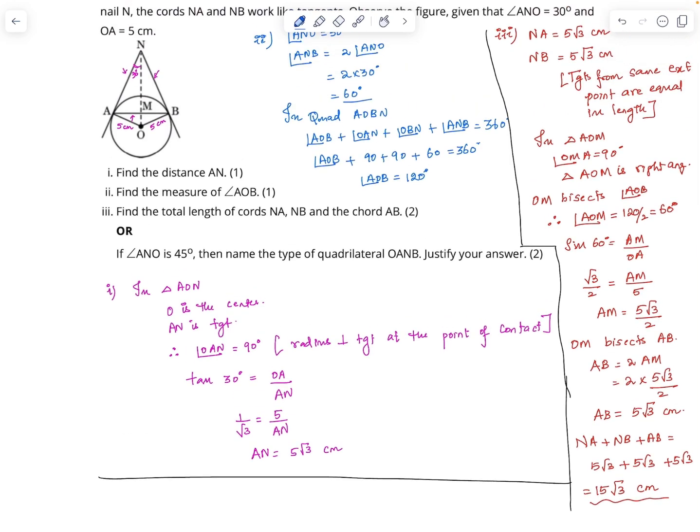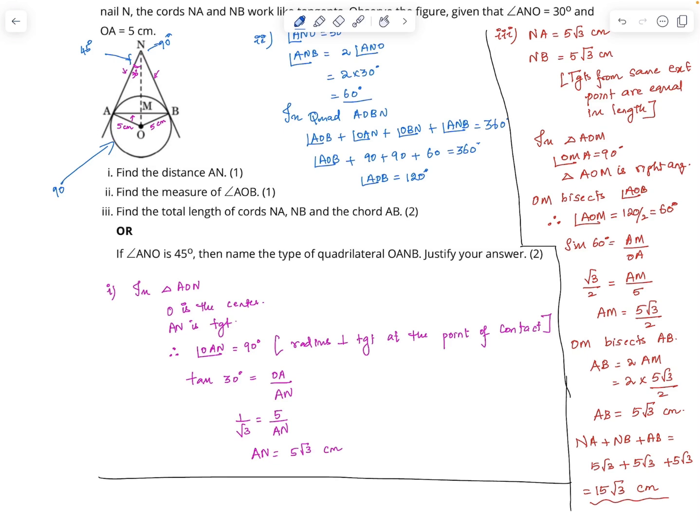ANO, so this is that angle. If this is 45, then the total angle at N is a double of this. So the angle at N will become 90. So this angle will become 90. If that angle becomes 90, then the other angle AOB will also become 90.